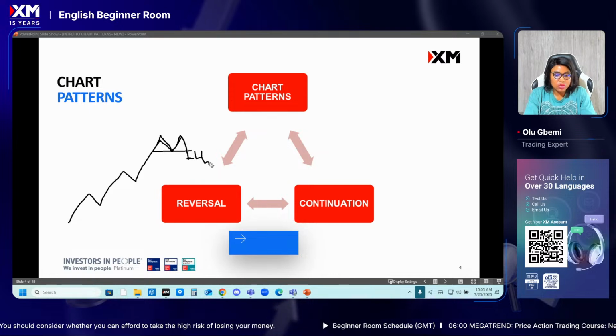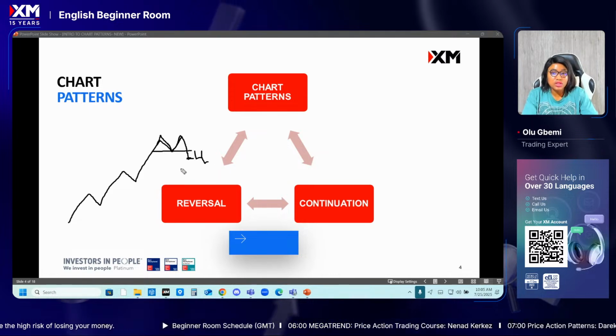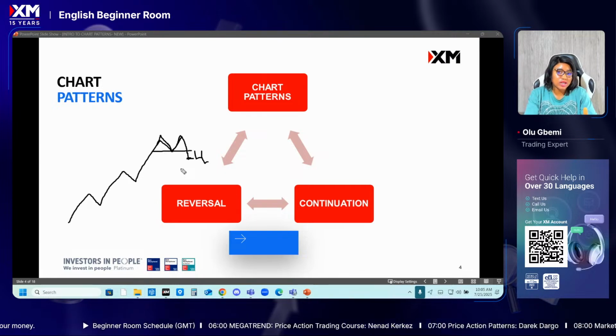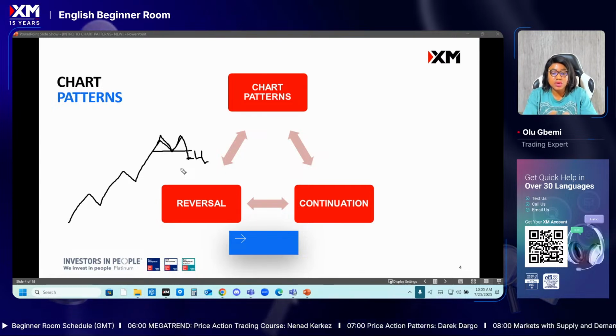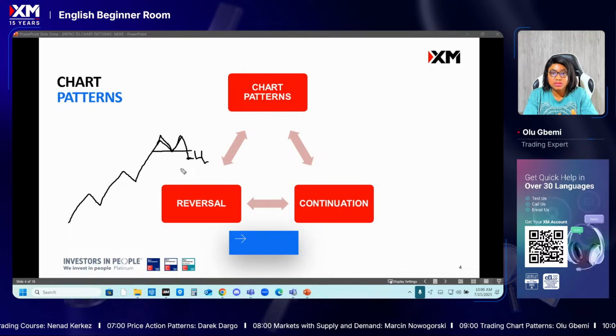That lower low that is created gives me an idea that we are now moving away from the characteristics that I would see when we are in an uptrending market. We are now having that of a downtrending market, because in a downtrending market, what do we see?